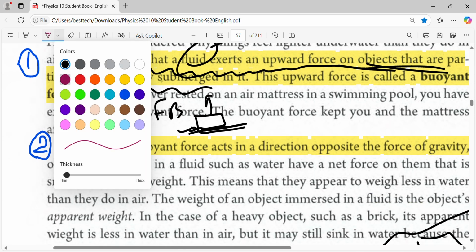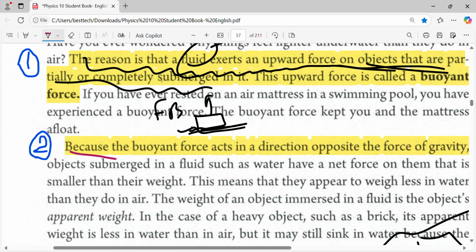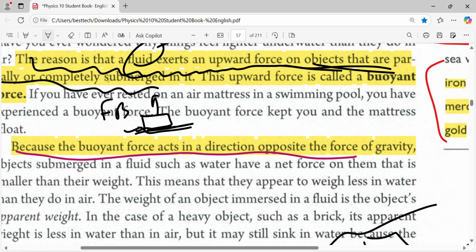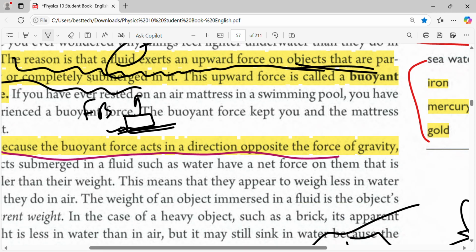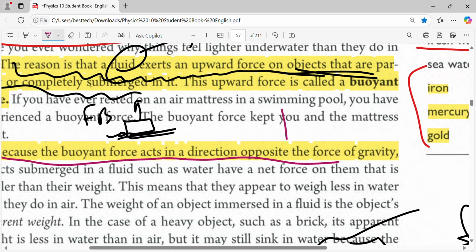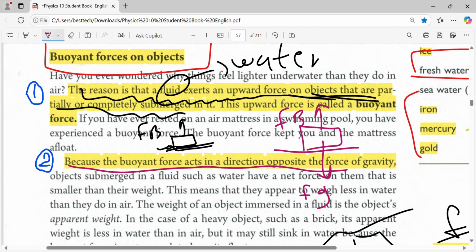Look, it's written here: the buoyant force acts in the direction opposite of the force of gravity. Guys, this is important. For example, if this is an object, Fb is always upward, but Fg is downward. So the buoyant force acts opposite to the force of gravity. Buoyant force is up, but Fg is down, in the opposite direction.